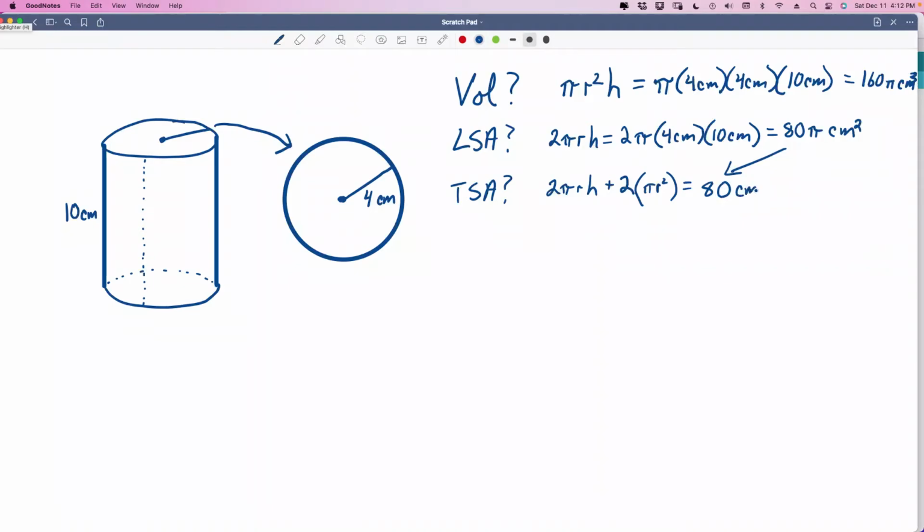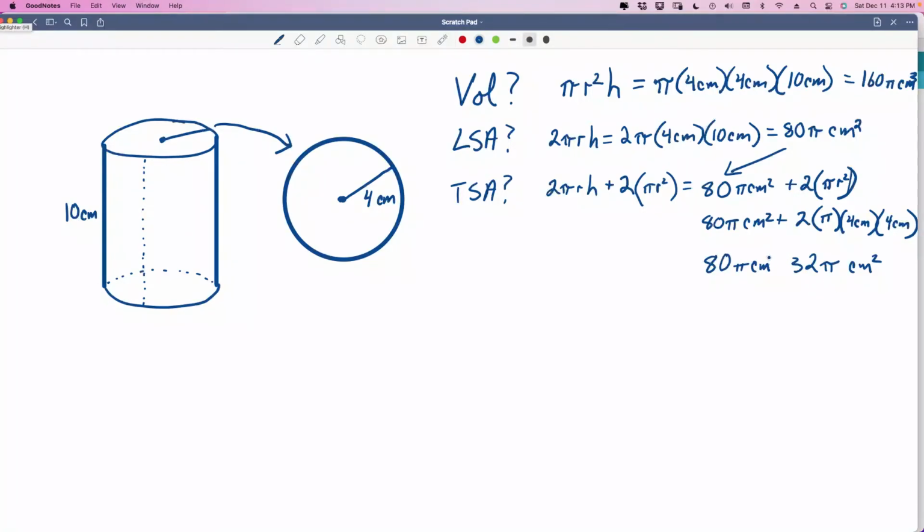80 pi centimeters squared plus 2 times the pi r squared. All right, so that's going to equal 80 pi centimeters squared plus 2 times pi times 4 centimeters times 4 centimeters, right? Pi r squared. So it's 2 times 8 times 4 is going to be 32. So 32 pi centimeters squared. And this is 80 pi centimeters squared.